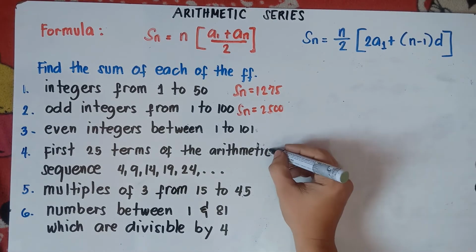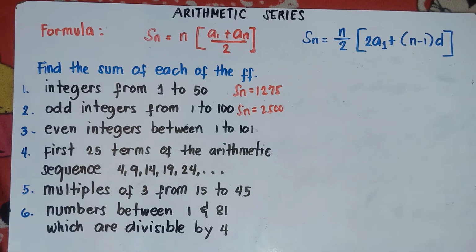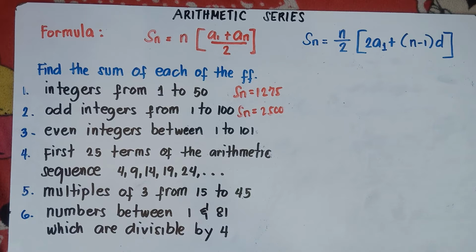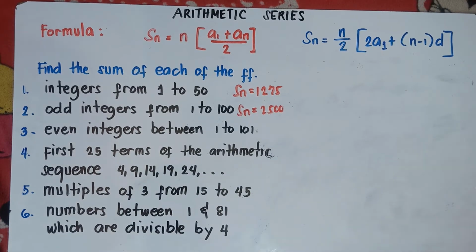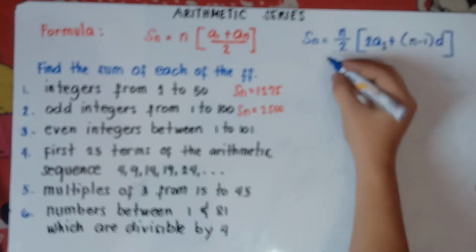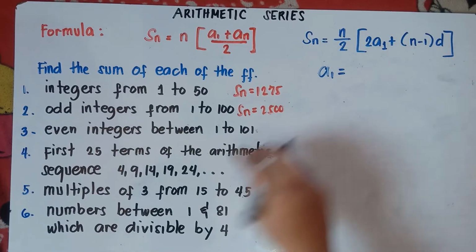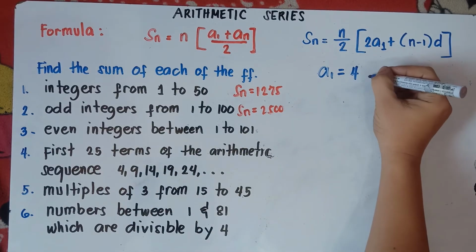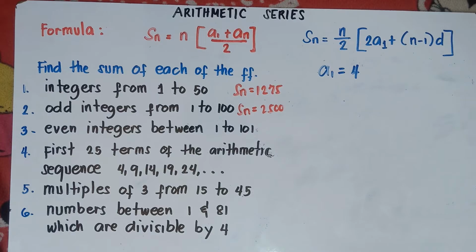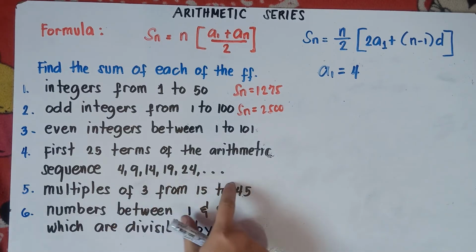So let's have this one, number 4. Find the sum of the first 25 terms of the arithmetic sequence. So number 4, do we have the first term given? Yep, we have the first term, which is 4. Do we have the last term? Nope, we don't have the last term, class. Check, we don't have the last term.